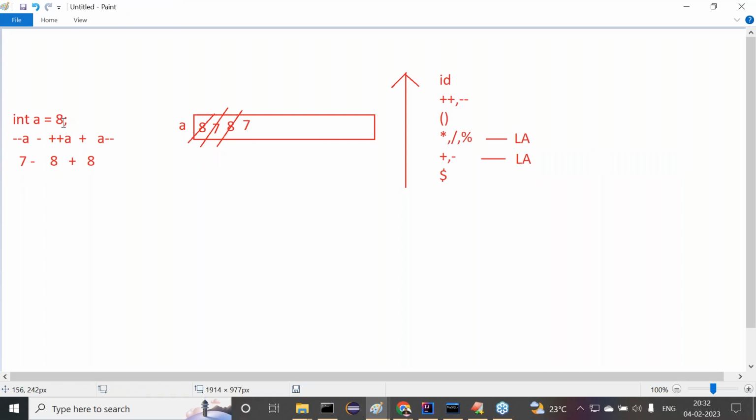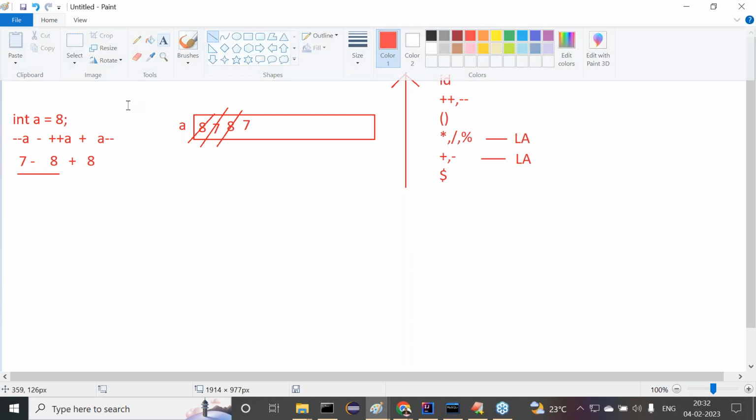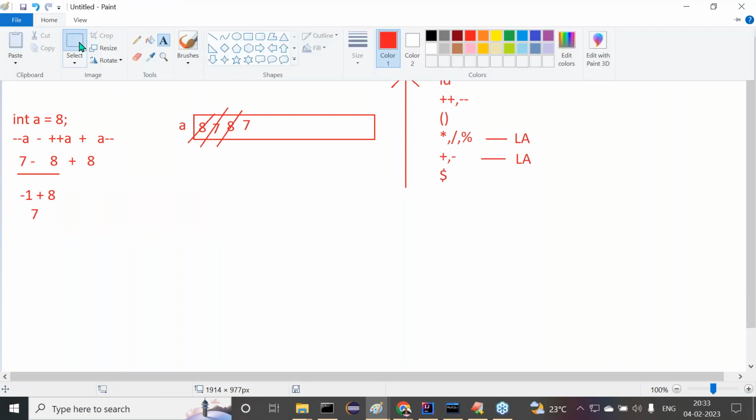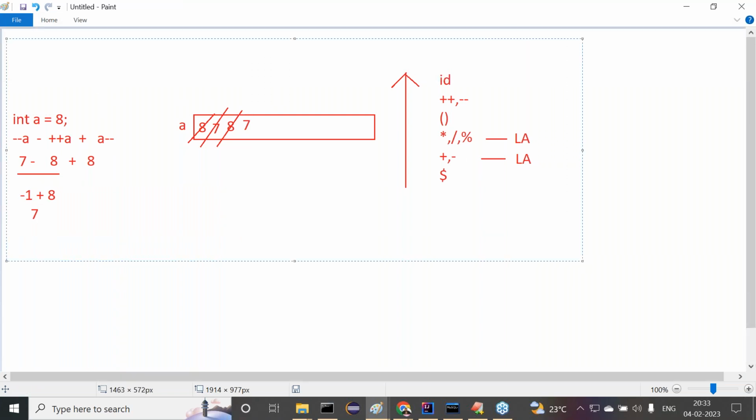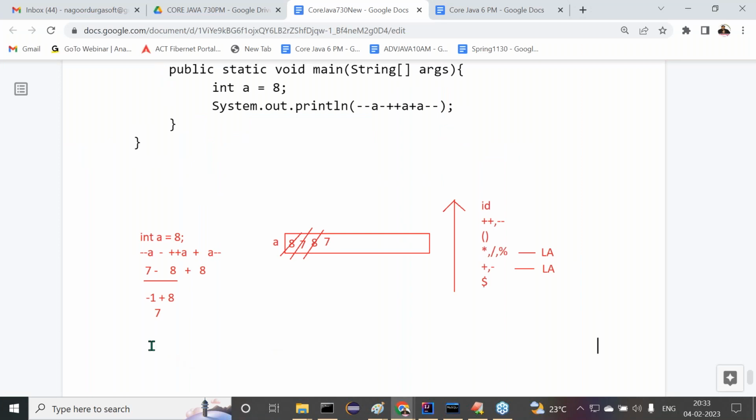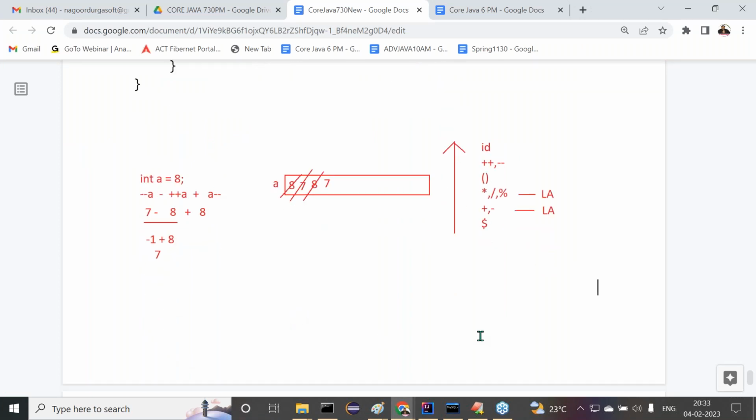Now understand this. Here minus and plus operators are available. They have the same priority, so left associativity comes into the picture. The leftmost operation is performed first. 7 minus 8 plus 8 means minus 1 plus 8, and the value we get is 7. This is clearly the evaluation process. So finally, the output is 7.